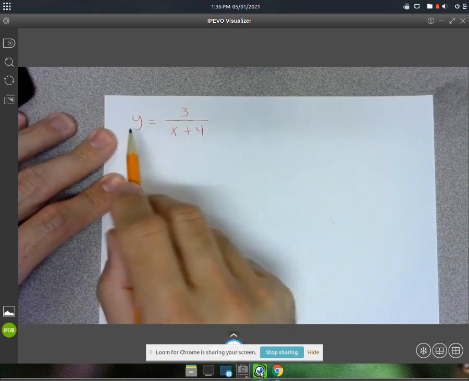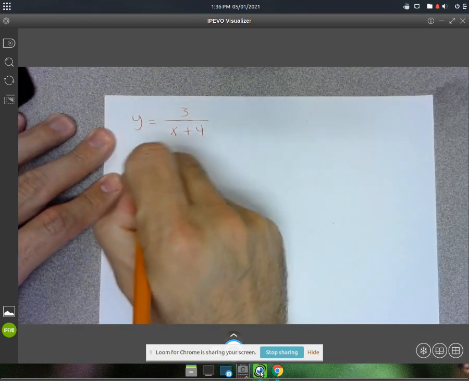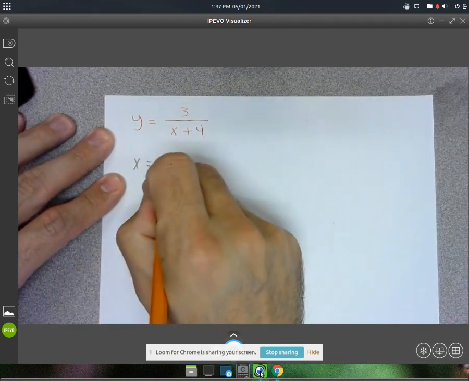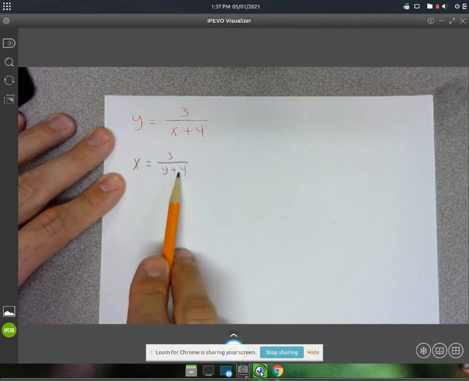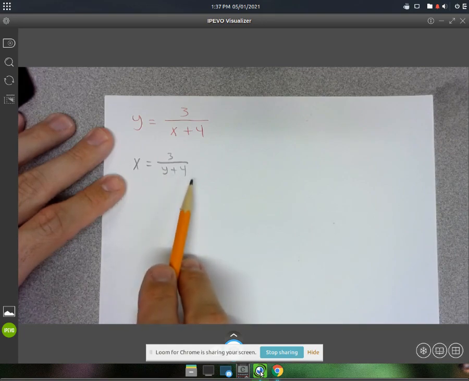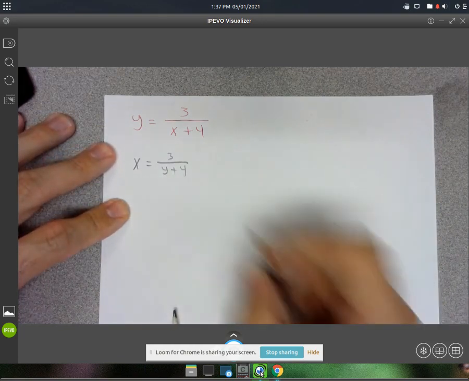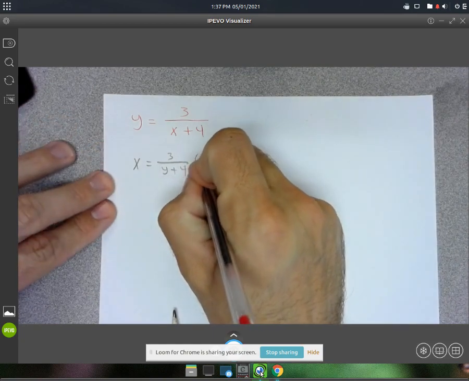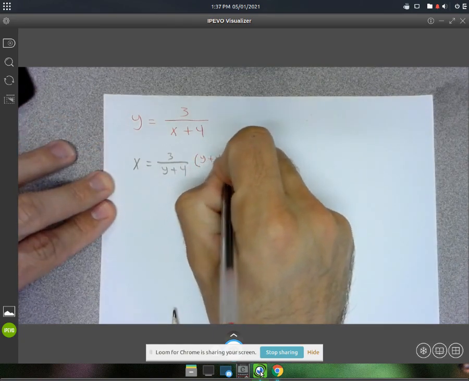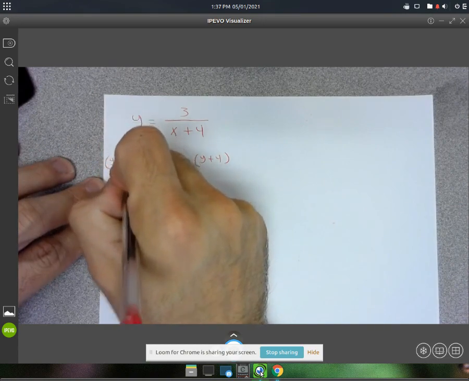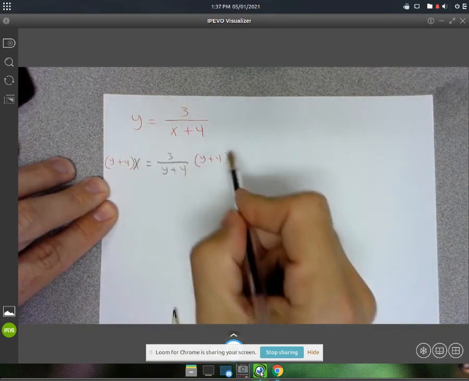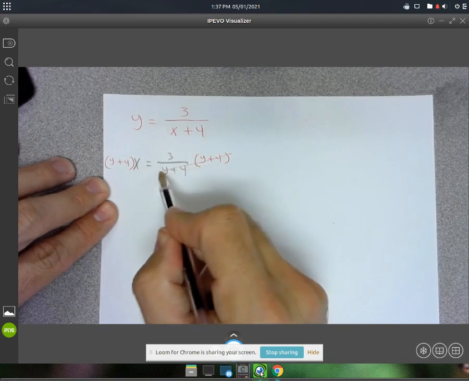We're going to start by swapping the x and the y. So I get x equals 3 over y plus 4. Now the trick here is that we want to solve for y, so I need to get this whole thing out of the denominator. So I'm going to multiply both sides of the equation by y plus 4. That's going to get the y plus 4 out of the denominator.